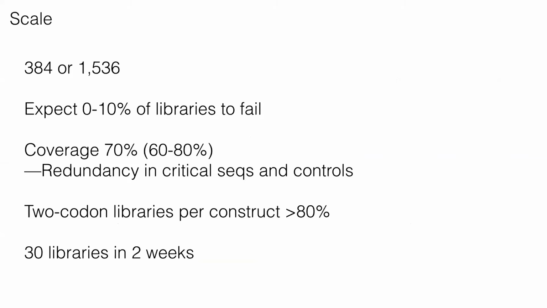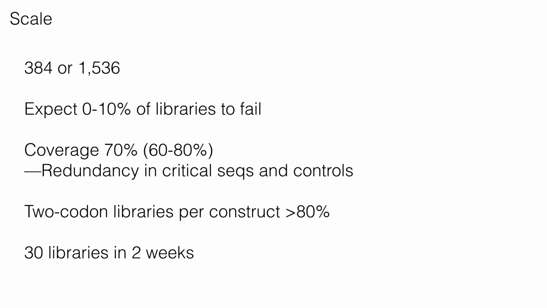So what about scale? As I mentioned yesterday, the initial version of this protocol we had built using 384 uniquely barcoded microbeads. We scaled that up recently, in a preprint that's online, to 1536. What we've seen in the past, and we've now assembled dozens of different libraries, is that we expect between 0 and 10% of the libraries to fail, primarily due to subpool assembly or subpool amplification issues. We're not quite sure what the source of that is. The typical coverage that you see, and I'll talk a little more about this, is about 70%, ranging from 60 to 80%.